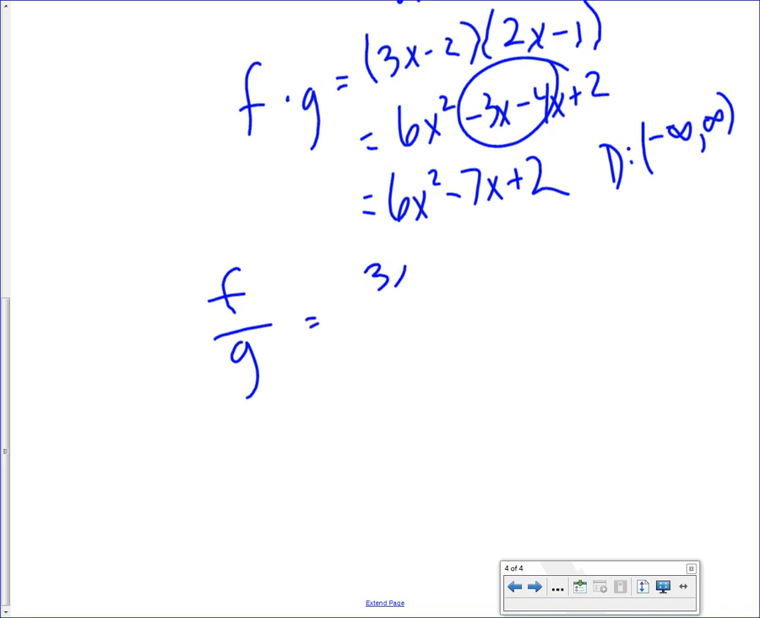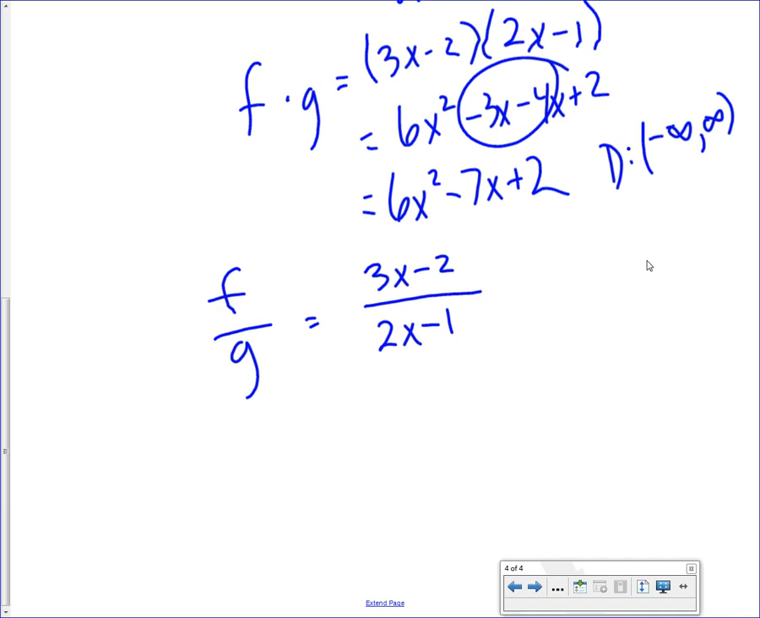And so that will be (3x - 2) divided by (2x - 1). If I could simplify, I would, but I can't simplify either of these because there's no factors here. Here's where the domain changes just a little bit. It is where they overlap. They still overlap at all real numbers. But we have this extra caveat.